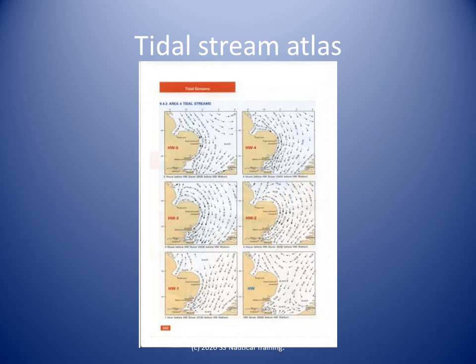A tidal atlas or a tidal stream atlas is used to predict the direction and speed of tidal currents. A tidal atlas usually consists of a set of 12 or 13 diagrams, one for each hour of the tidal cycle, for a coastal region. Each diagram uses arrows to indicate the direction of the flow at that time.